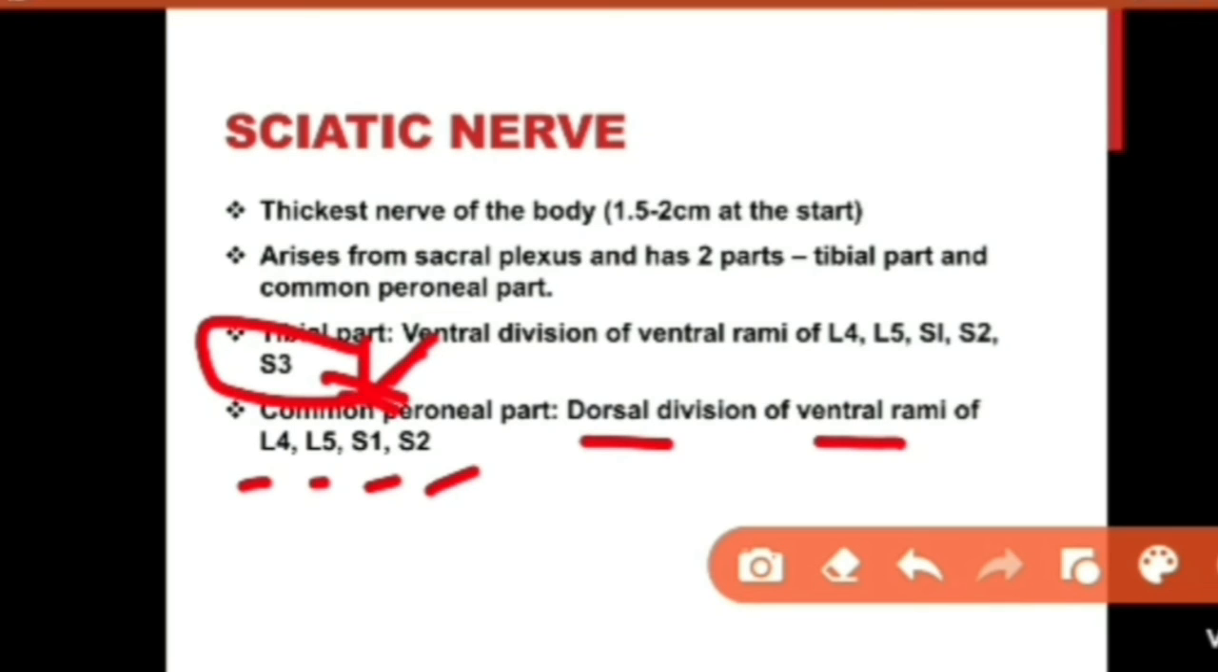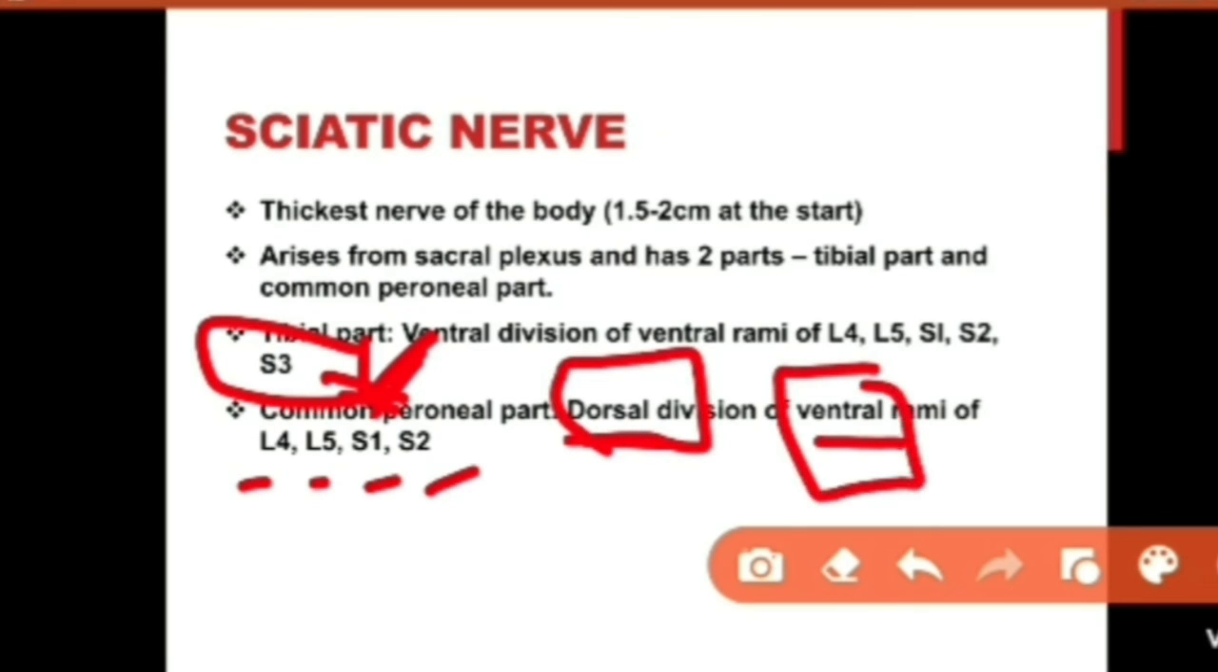So do you see where I'm going with this? I'm sorry, it's a very lame joke, but the common peroneal part is don't worry, dorsal division of ventral rami, because you don't have to worry, L4, L5, S1, S2, but not S3.